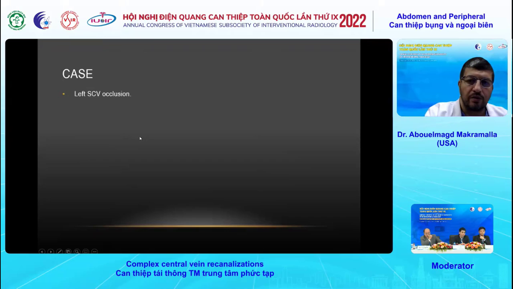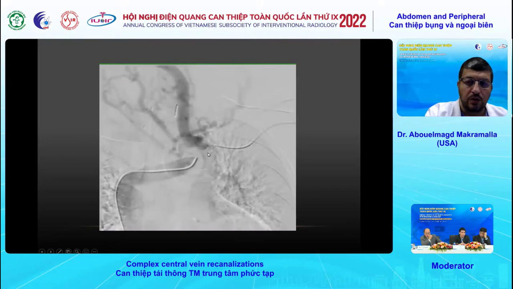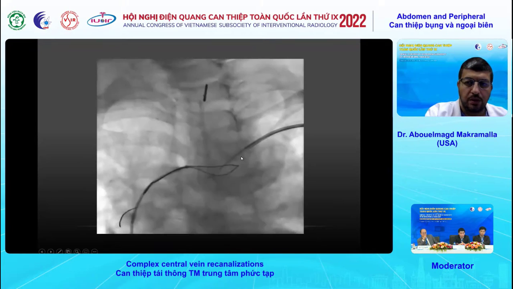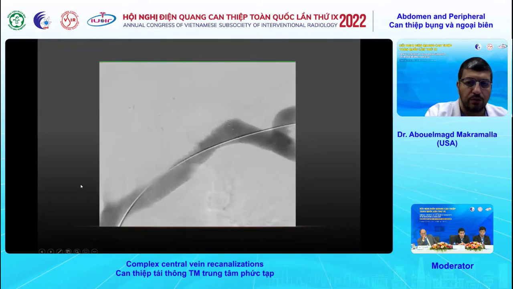This is another patient with a left subclavian vein occlusion, same exact story. Unfortunately, our regular techniques did not work, so we did the same thing. We placed a metal cannula from the TIPS set, used a Chiba needle, passed a wire, snared it through and through, and placed a covered stent, which maintained patency.